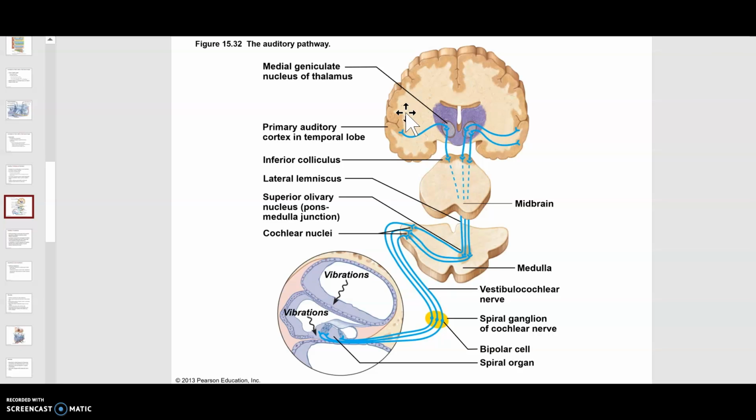So that gives a brief understanding of this auditory pathway, which basically means that any lesion along this way could affect hearing. So a hearing loss does not necessarily mean it's located within the ear itself. Okay?